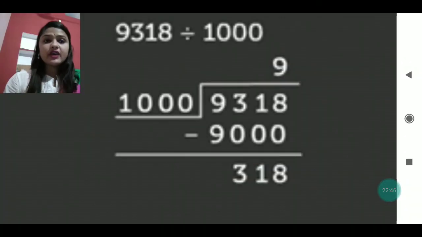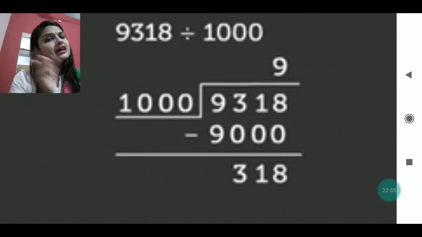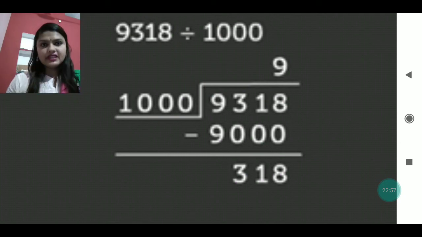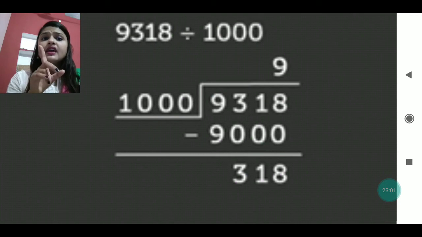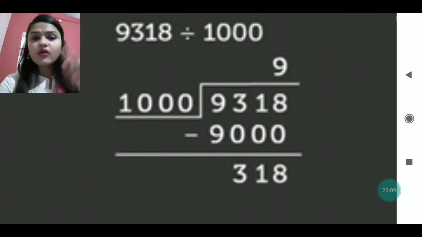Now students, we are going to divide the number by 1000. 10 and 100 we have completed. Now we have to divide the number by 1000. So a 4-digit number is given, 9318. So 9318 we have to divide by 1000. So first we will arrange it. How do we have to arrange?